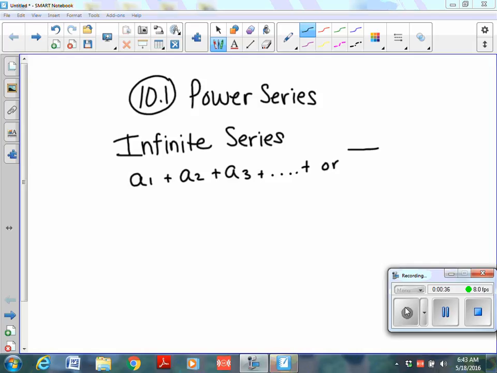Or you could write it using a sigma sign. The sum from k equals 1 to infinity of a_k. I'll show you in a few minutes. No, I'll do it right now.